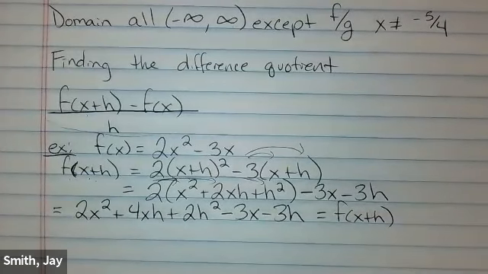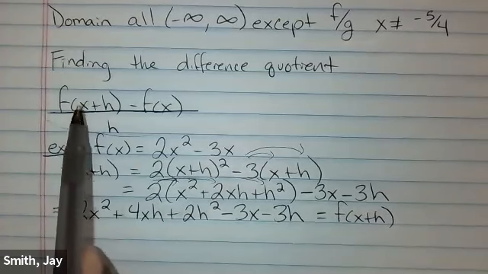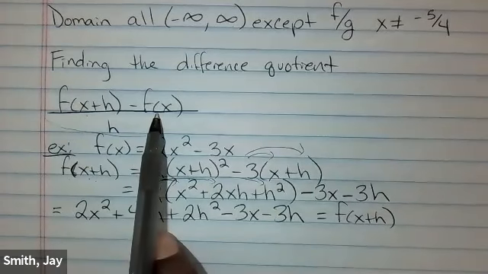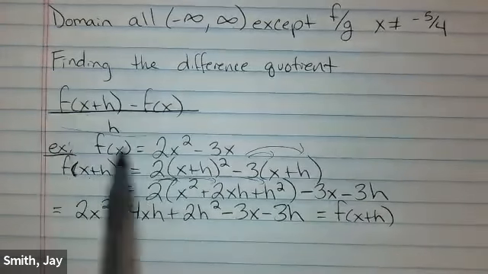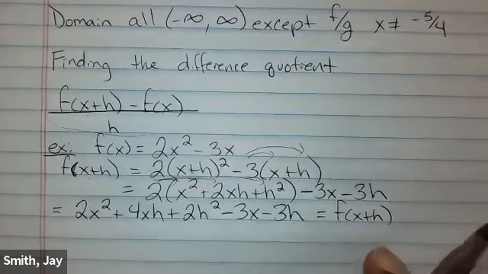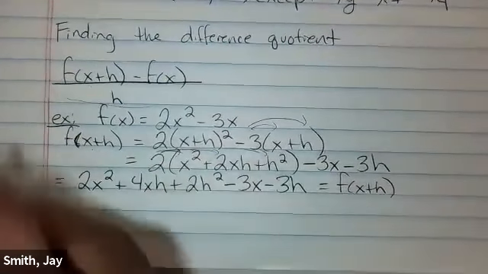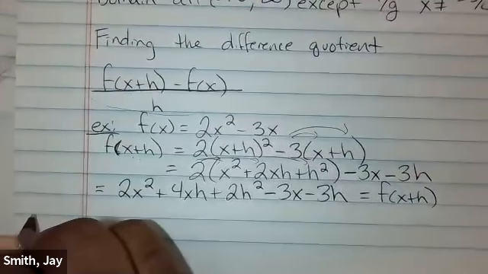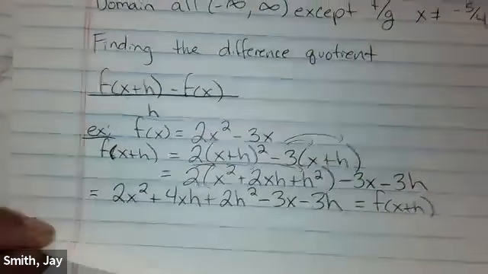Remember, we're asked to find the difference quotient. We have f of x plus h, or I should say we just found f of x plus h. We're given f of x in the problem, so we have everything we need to plug into its appropriate place in the difference quotient. So now we can start working on that. Remember the difference quotient, f of x plus h minus f of x all over h.